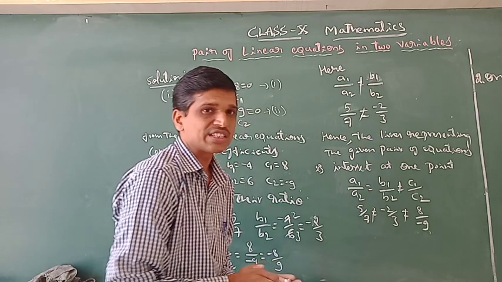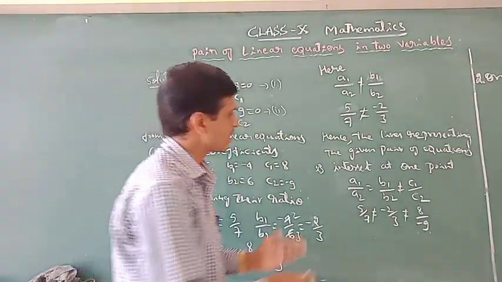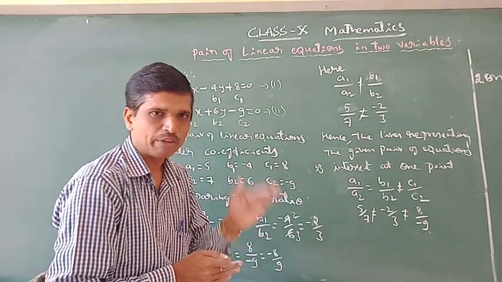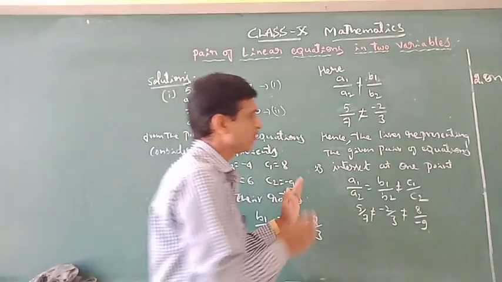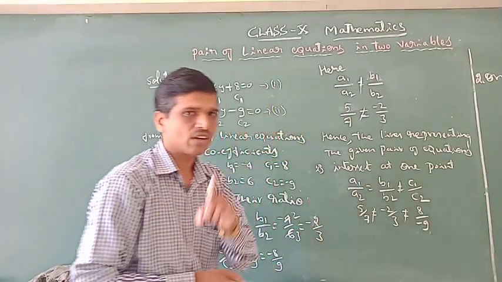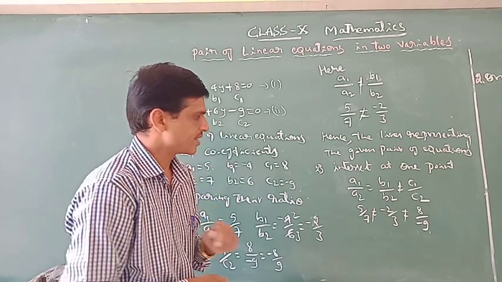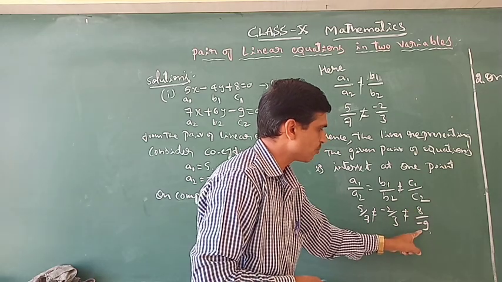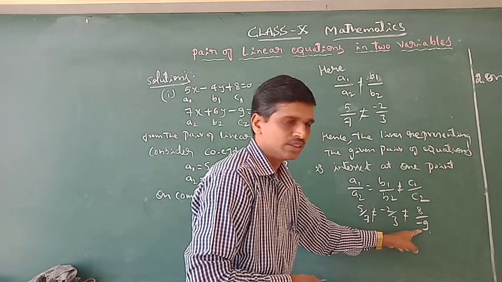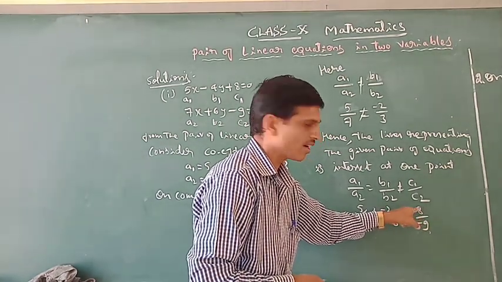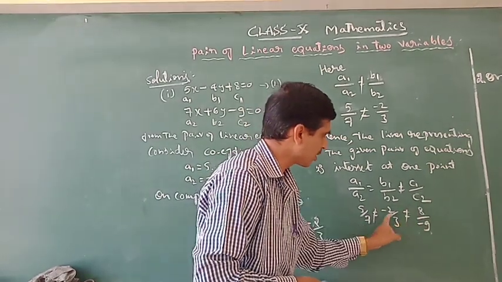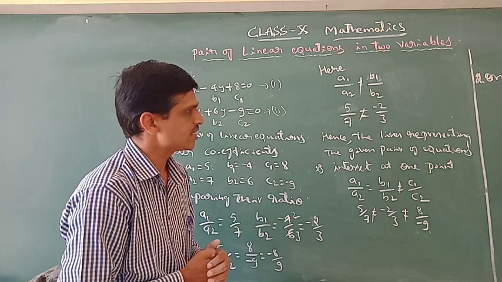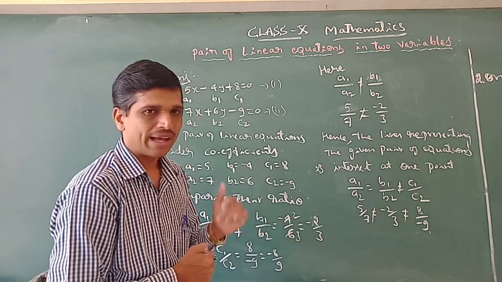Afterwards, you can consider coincident lines. Consider their whole three coefficient ratios, that is A1 by A2, B1 by B2, and C1 by C2. If all of them are equal, then they are called coincident lines. Here it is minus 2 by 3. Here 4 twos are, but 4 cannot divide 9. So 3 can divide 9, but 3 cannot divide 8. So these two are not equal.